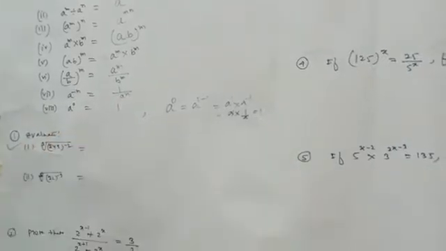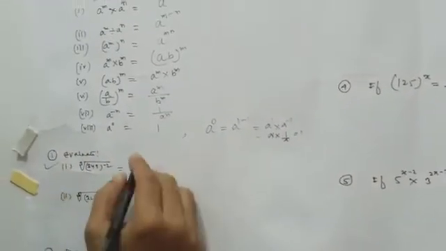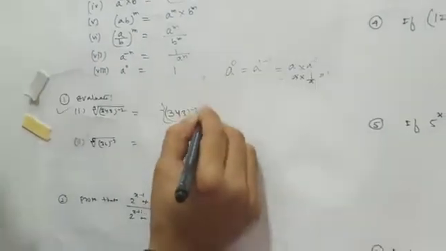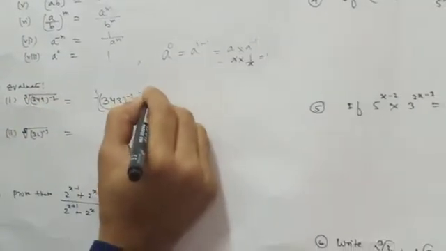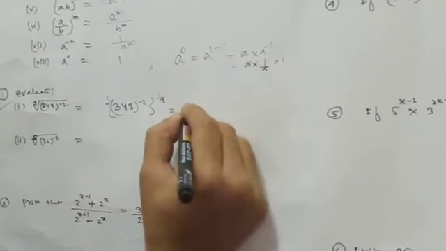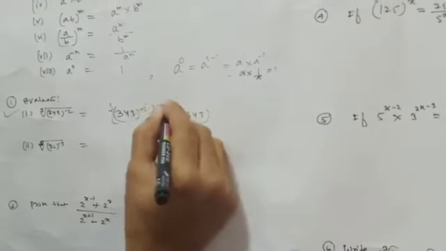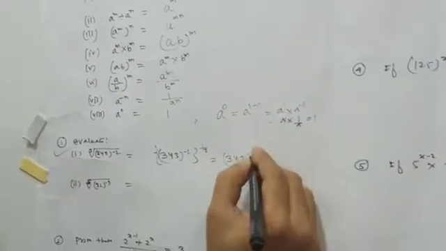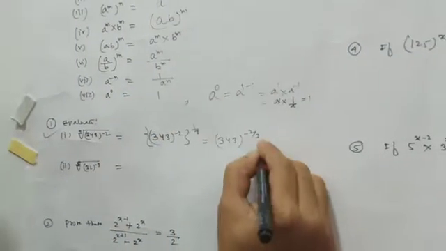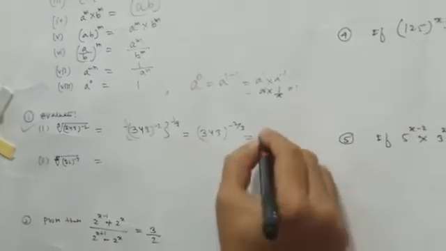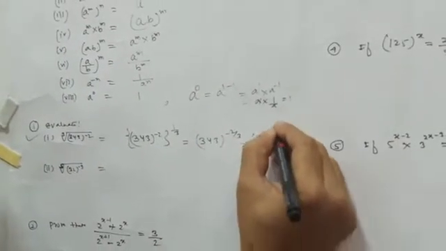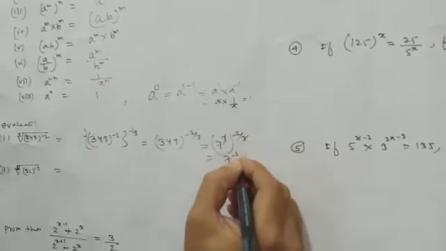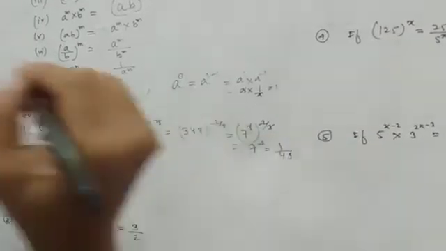Evaluate this. See, it is cube root of this. So first of all you write 343 raised to power minus 2. Outside this cube root, it should be written 1 by 3. Both the powers are going to be multiplied as per the property 3. So minus 2 into 1 by 3 is minus 2 by 3, and 343 you can write 7 to power 3, raised to power minus 2 by 3. This 3 should be cancelled. We are left with 7 to power minus 2, which is 1 by 49.